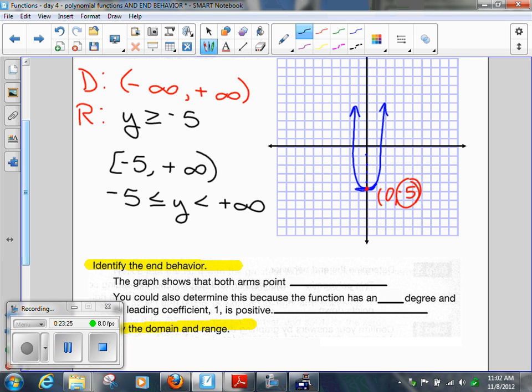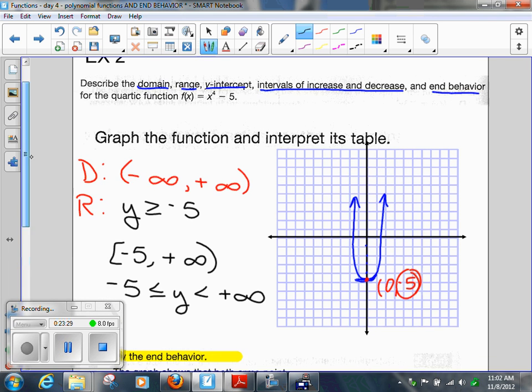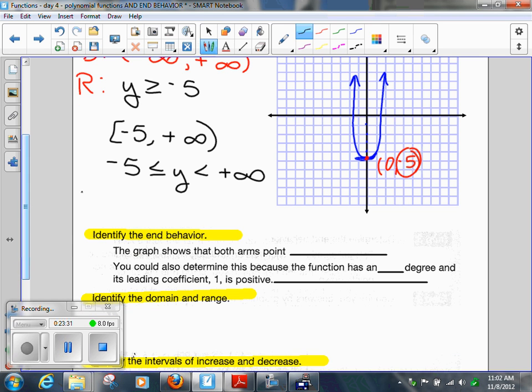All right, you have to get this. Then it said y-intercept. Well, what's your y-intercept? It equals -5. How many of you had that? Hands up. Good.